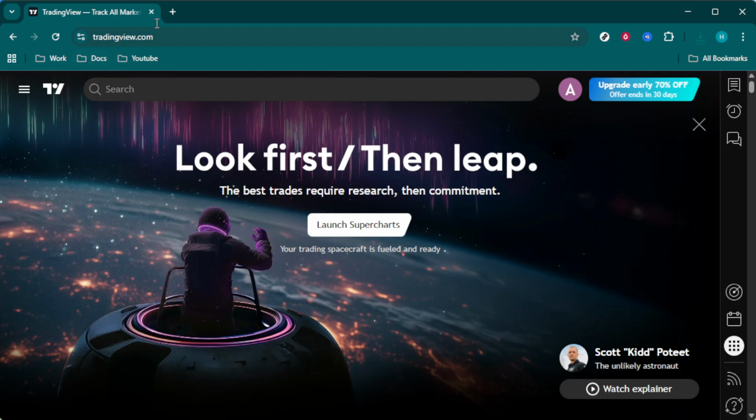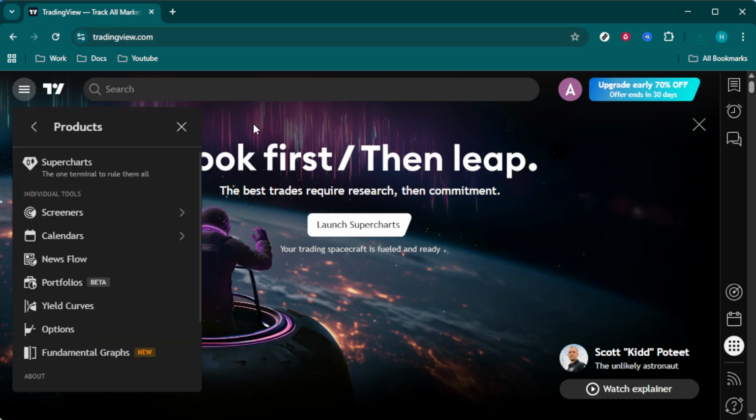www.tradingview.com. Once you're there, you'll notice a wide array of products available to you. TradingView is not just a tool, it's a platform with multiple features aimed at offering you a comprehensive trading experience, whether you're into stocks, forex, crypto, or futures.